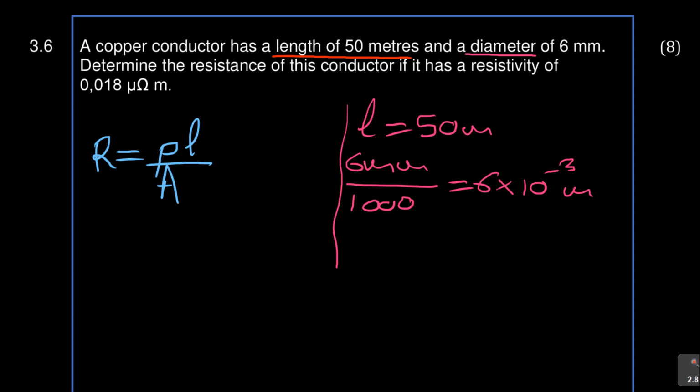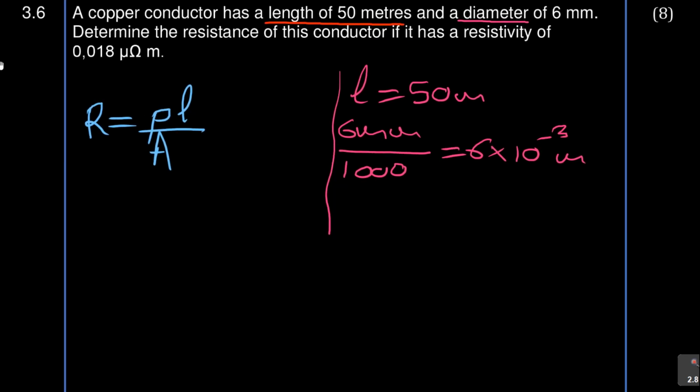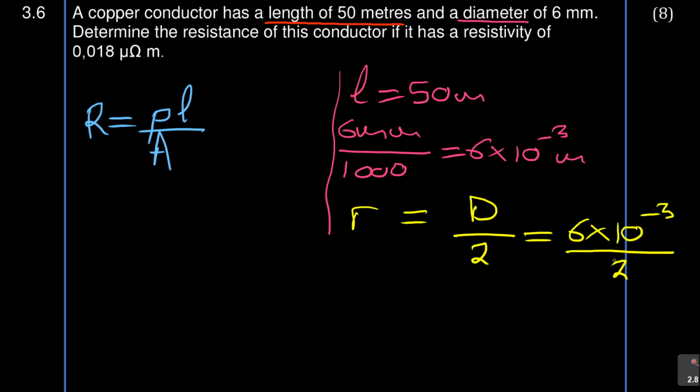Now, I also mentioned that whenever they give you the diameter, you must always convert the diameter to radius. So what is the radius? The radius here is equal to, take the diameter, you divide it by 2, which is 6 times 10 to the power negative 3, then I divide it by 2. When you do that, 2 into 6 is 3. So it will give you 3 times 10 to the power negative 3. This is your radius, r.